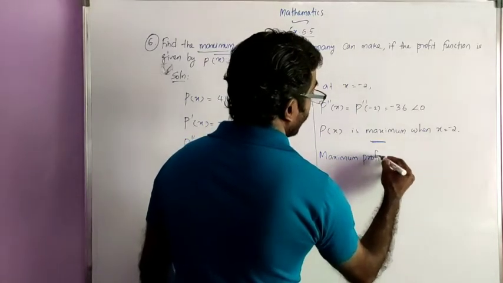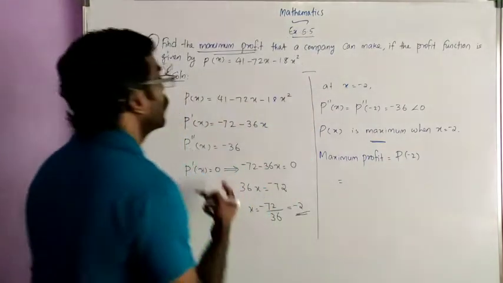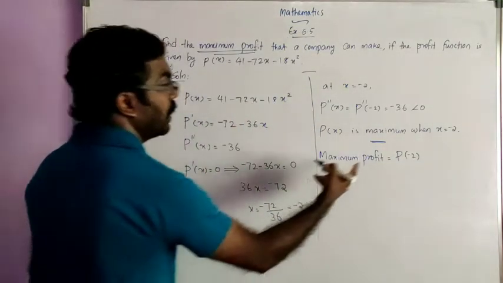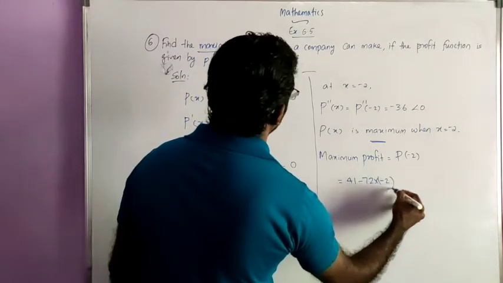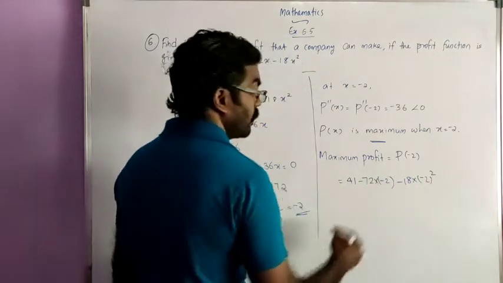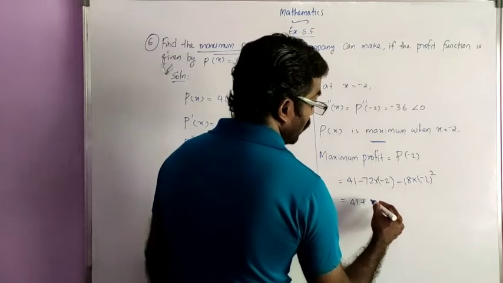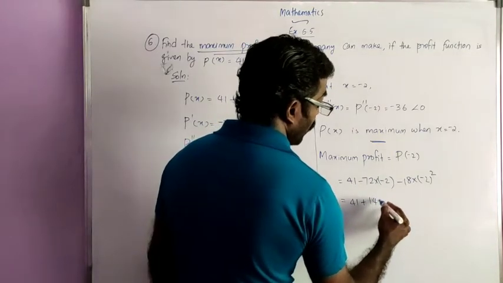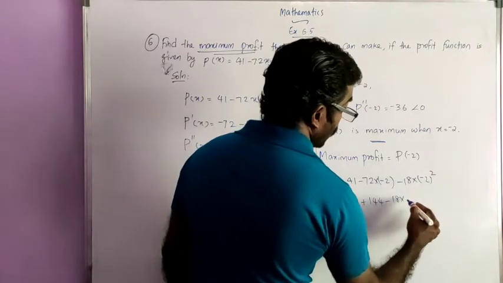So here the maximum profit is equal to P of minus 2. In P of x we can replace x by minus 2. So 41 minus 72 into minus 2, then minus 18 into minus 2 the whole square. That is 41 minus into minus plus 72 into 2, 144. Then minus 18 into minus 2 square, 4.